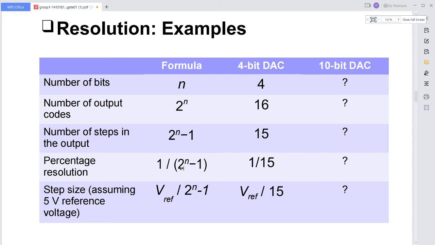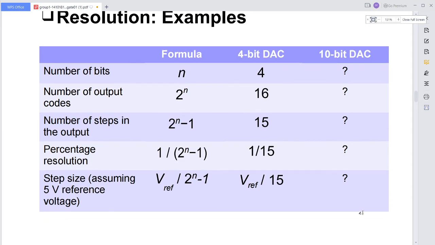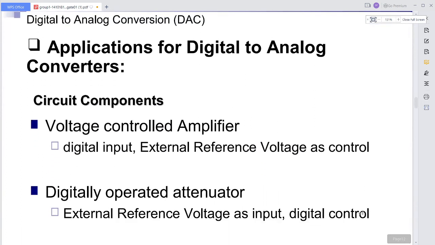And the percentage regulation and the step size, everything we know. And by going with n equals 10, you have to complete all this. And the next one, I am going with the applications of digital to analog converters. And I have explained this very clearly in the previous class.